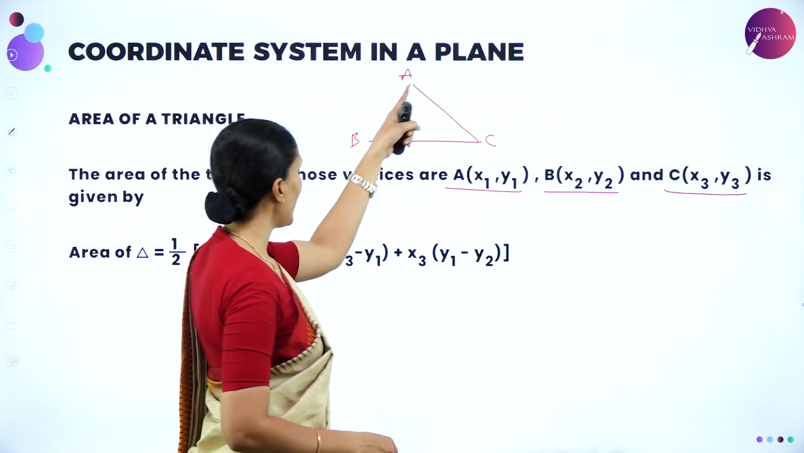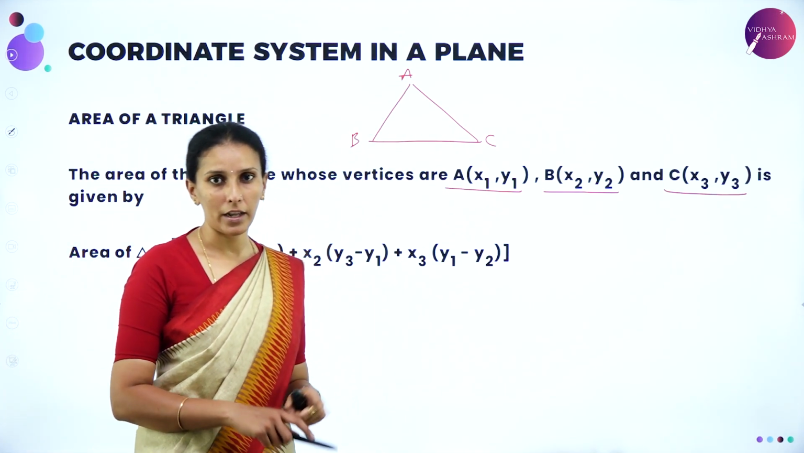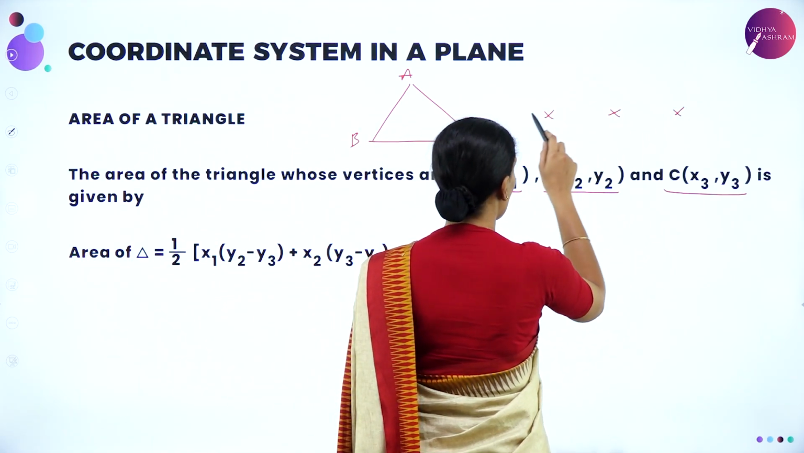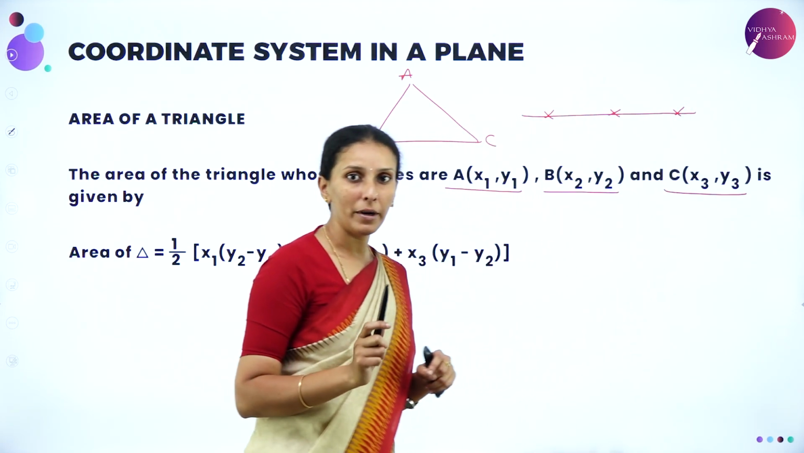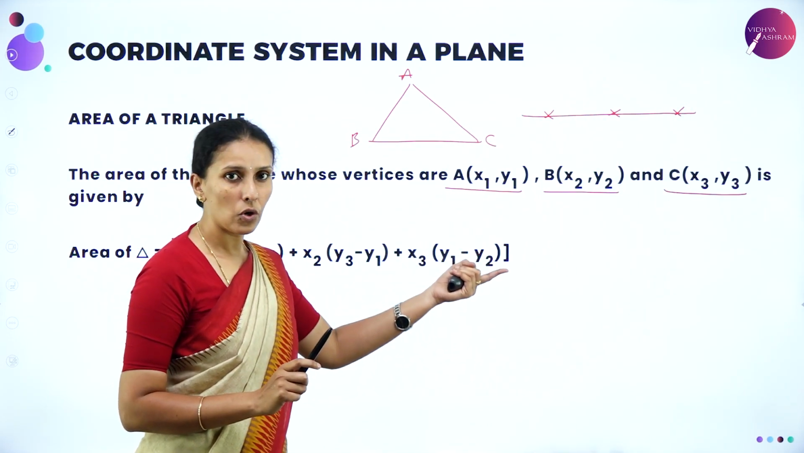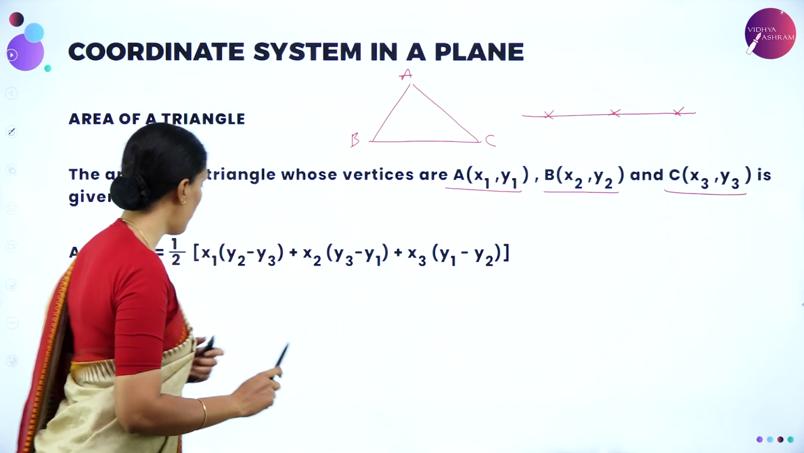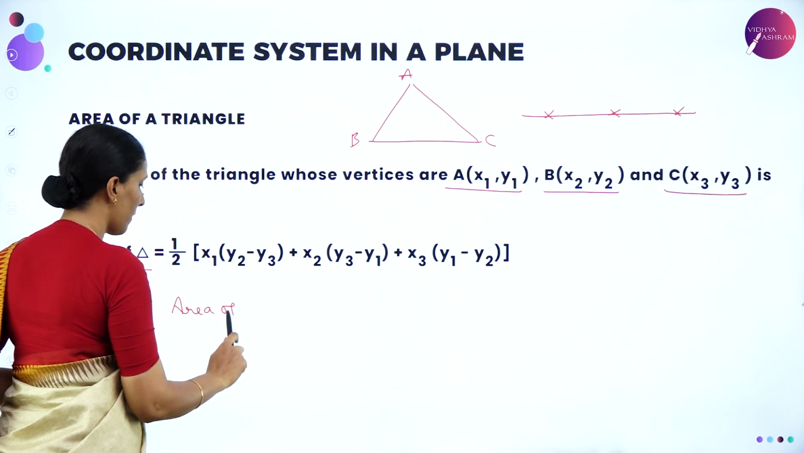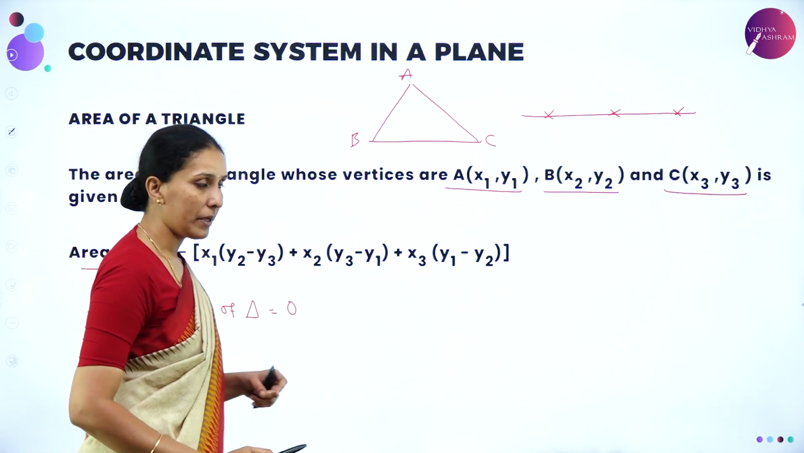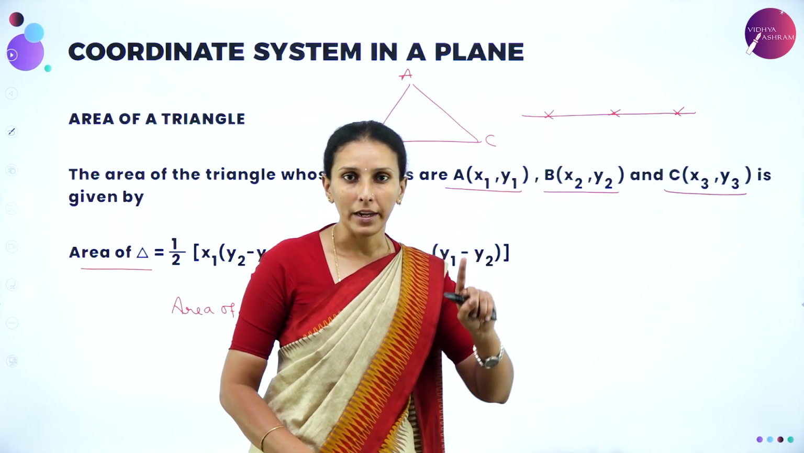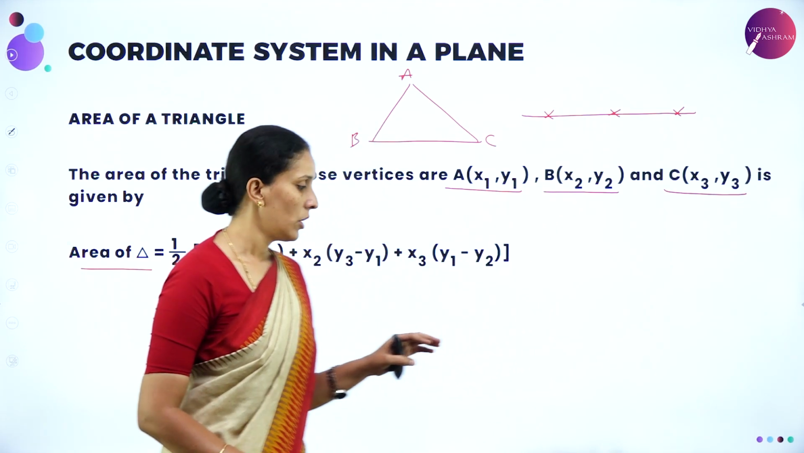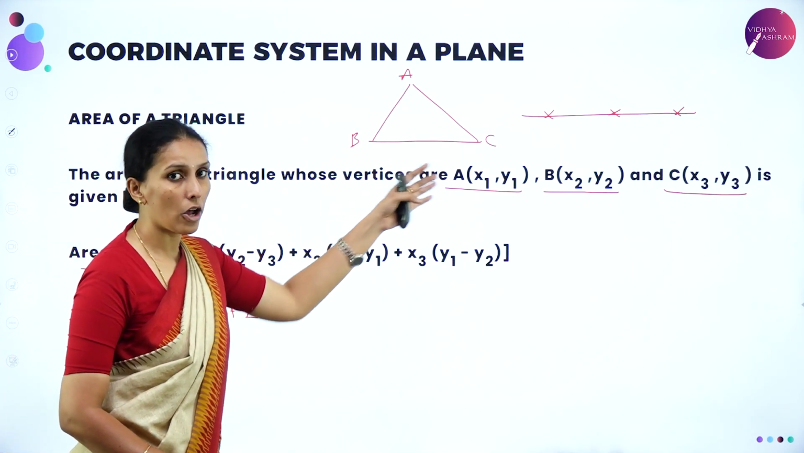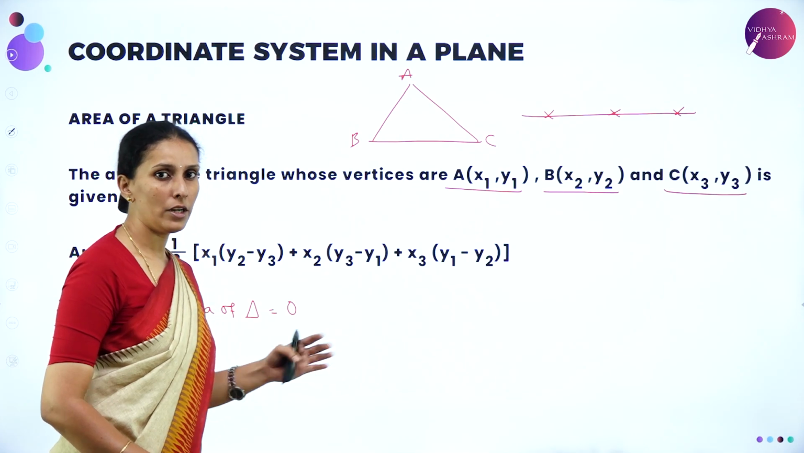Now here we know that A, B, C are non-collinear. Any three points which lie on the same line segment, the same straight line, cannot form a triangle. So only when they are non-collinear can they form a triangle. If the area of a triangle becomes 0, that means the three points are collinear. That means they cannot form a triangle. So any value other than 0, then obviously they are non-collinear points which can form a triangle.